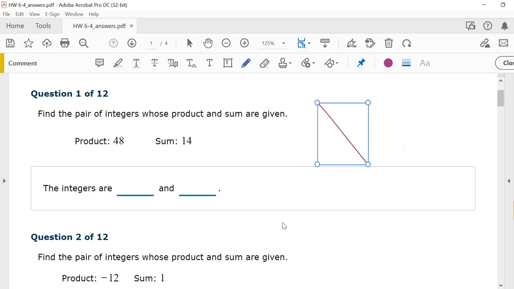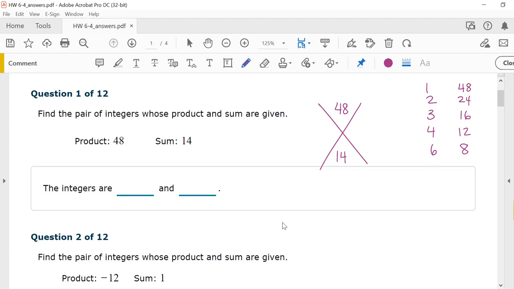So we're going to go do our X. The product is 48, and the sum is 14. So factors of 48: 1 and 48, 2 and 24. Will 3 go into there? Yes, it will go in 16 times. 4 will go in there 12 times. Let's see, 5, 6, and 8. And that's it. All right, so all of those are factors of 48.